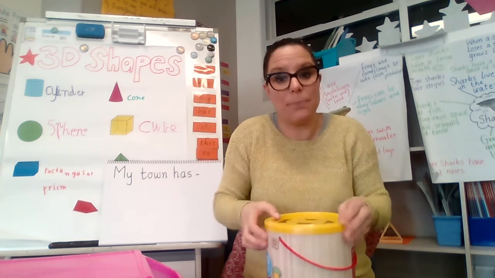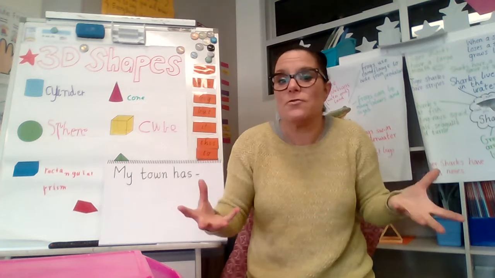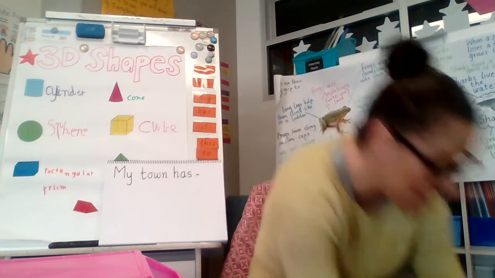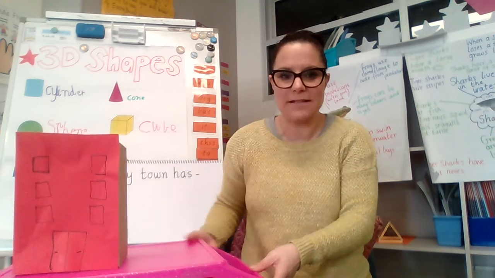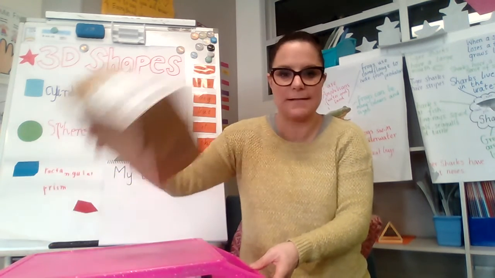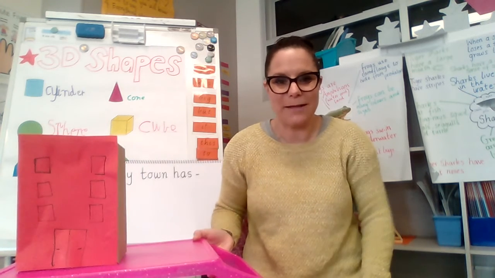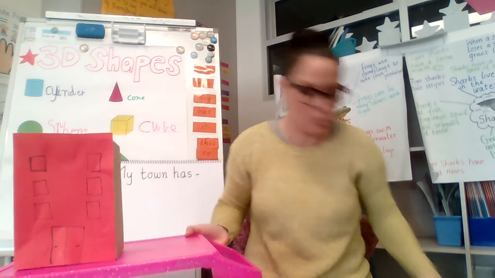You might want to use some blocks that you have at home, or you can use some recycled boxes that you have. And I've got some recycled boxes that I've used today. So my first part of my town is, here it is. It is a rectangular prism. You can see I've used a box, and then I've stuck on the front of it some coloured paper to make it look like a tower. And I've drawn some windows and a door on there.